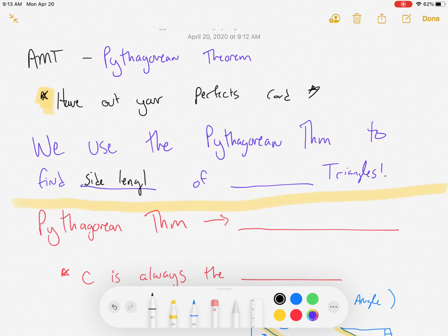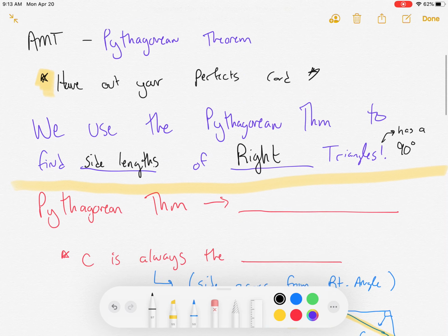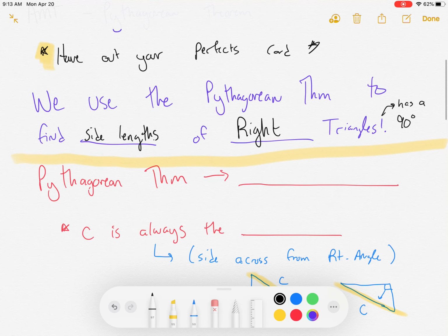We use the Pythagorean theorem to find only side lengths of only right triangles. Again, a right triangle is a triangle that has a 90-degree angle. And again, it's only for side lengths. So we use the Pythagorean theorem for side lengths. We do not use the Pythagorean theorem for angles, only side lengths.